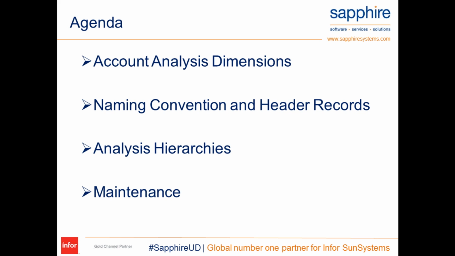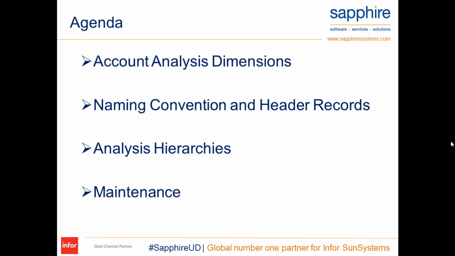The items I'll be going through today are as follows. Hopefully you can all see my screen now. If you can't, please send me a message. The agenda for today: I'll first cover account analysis dimensions, which is a way of creating an alternate set of chart of accounts. It's a way of grouping chart of accounts that will help you to report at various levels of summary.